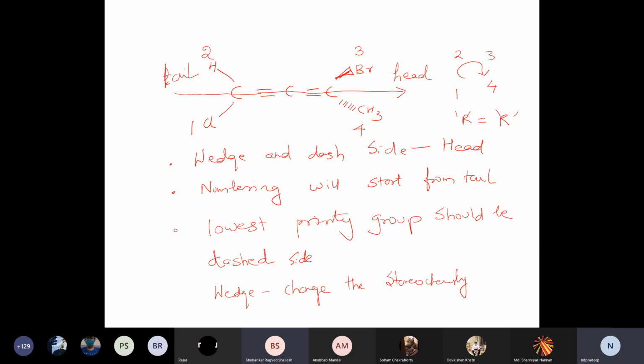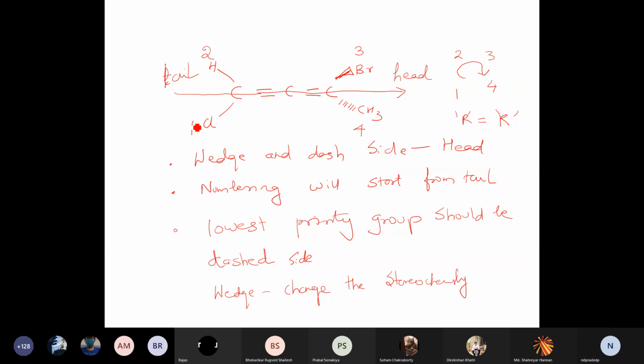Sir, on the head side, if at the bottom it was 3 and above it was 4, then how would it go from 1, 2, 3, 4? I will give you an example. Don't worry, we will do a lot of examples. I will not leave you till you understand. You will start from the tail first.